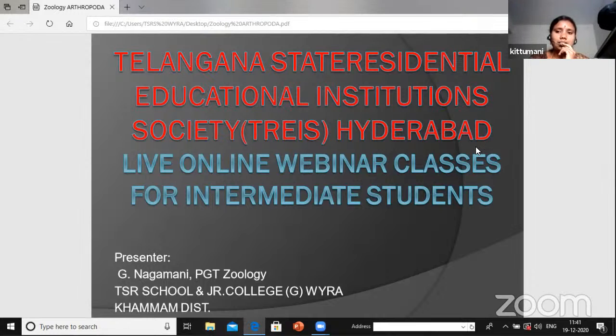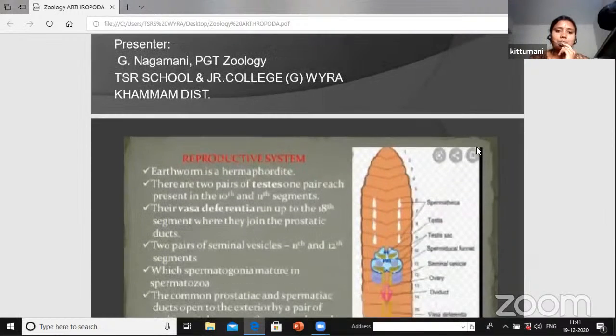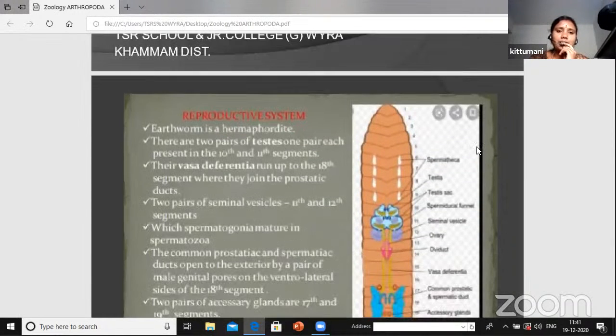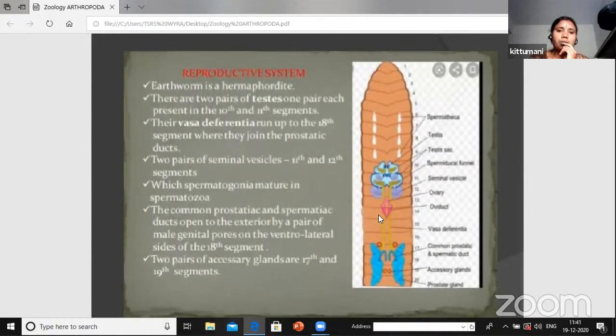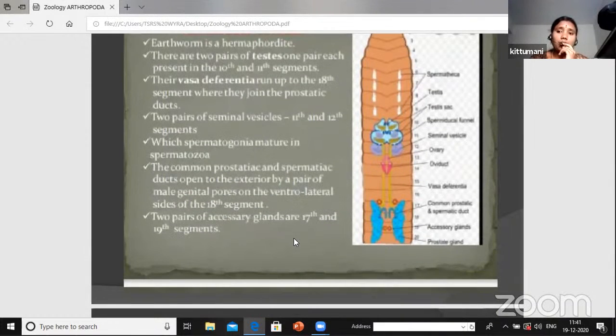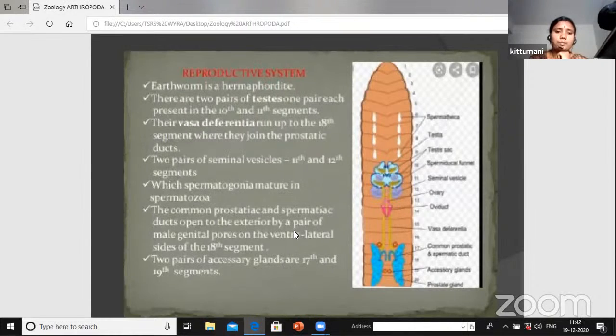Okay students, in the previous class we discussed the different organ systems of the earthworm, but some portion of the reproductive system remains. In today's class we will discuss the reproductive system of the earthworm and the phylum Arthropoda, another new phylum.